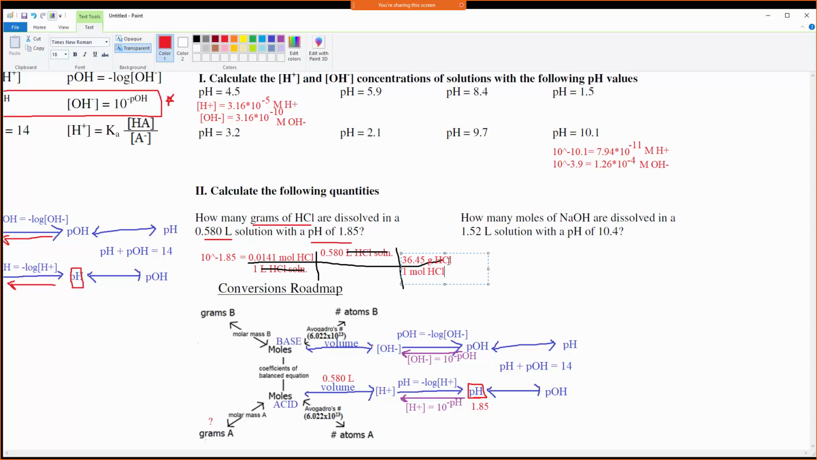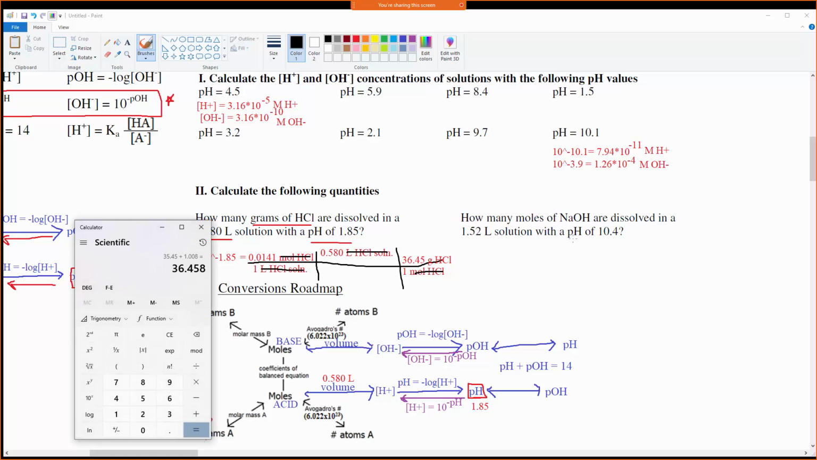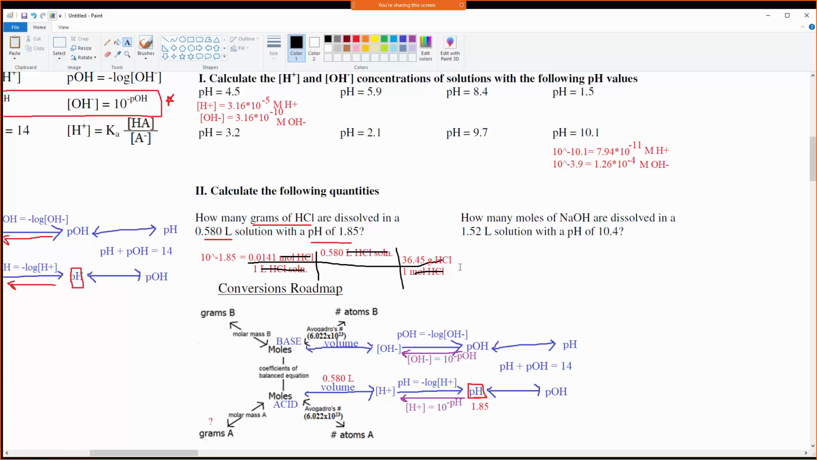If I do that, my moles of HCl cancel. And no, there's nothing on the bottom here, right? I'm putting my units where I want them to get what I need. Okay, so 0.0141 times 0.580 times 36.45, and I get 0.299 grams. Yeah, 0.299 grams of HCl.